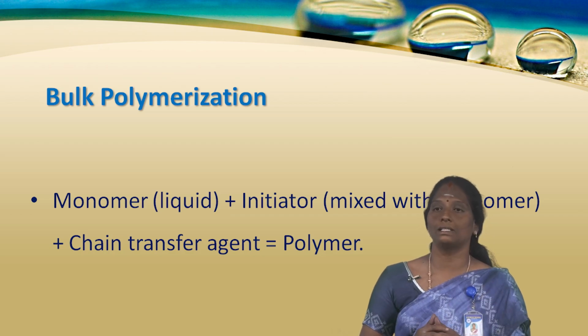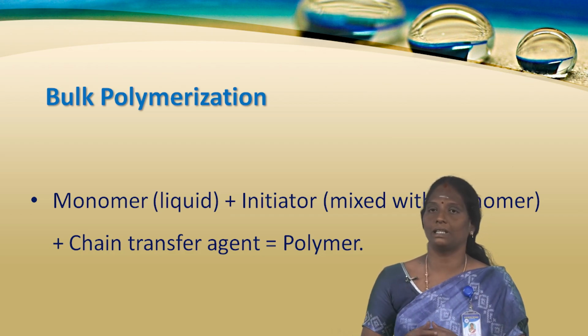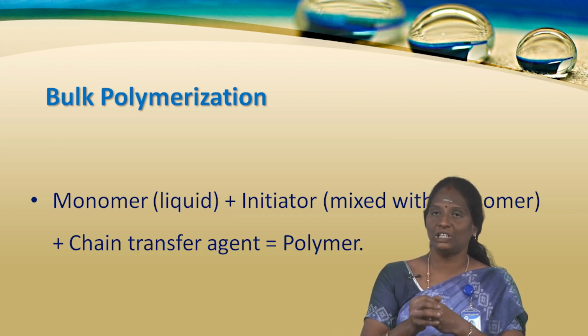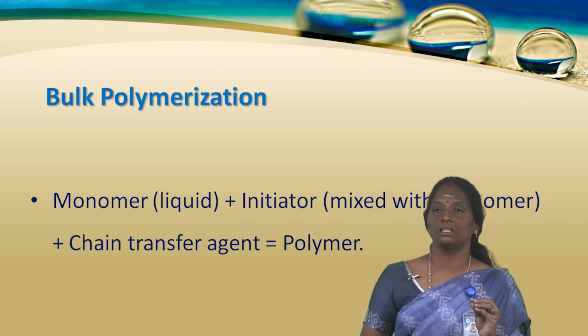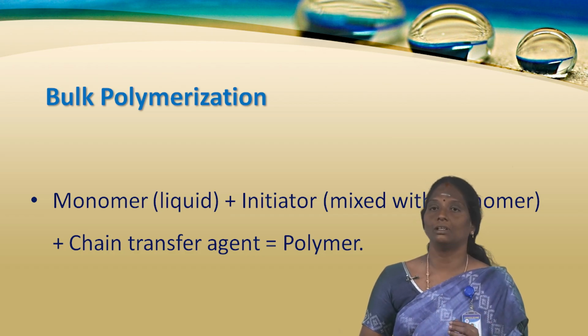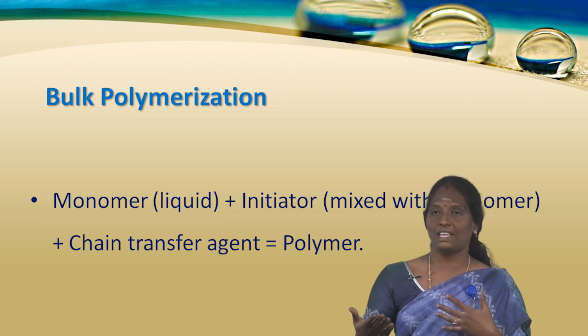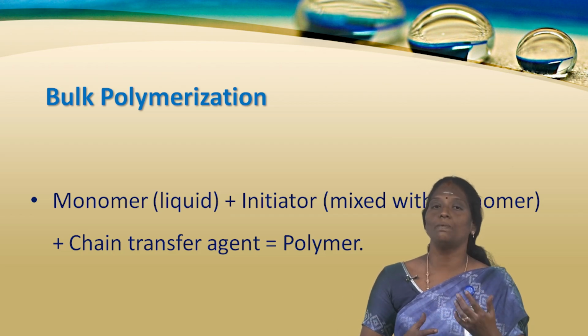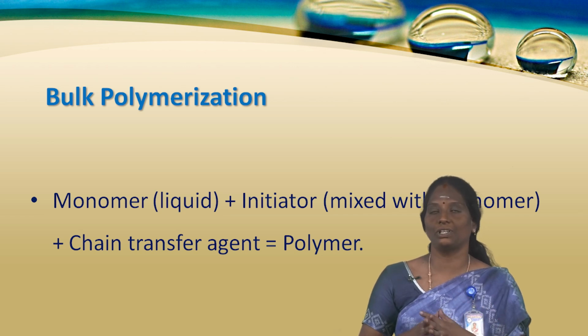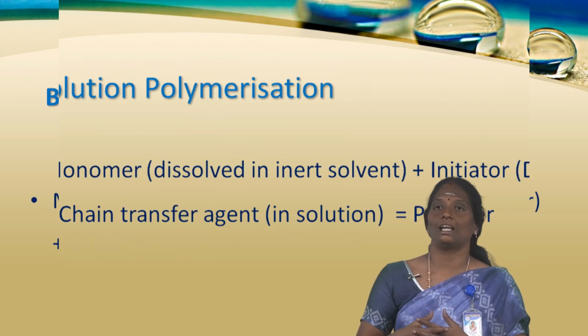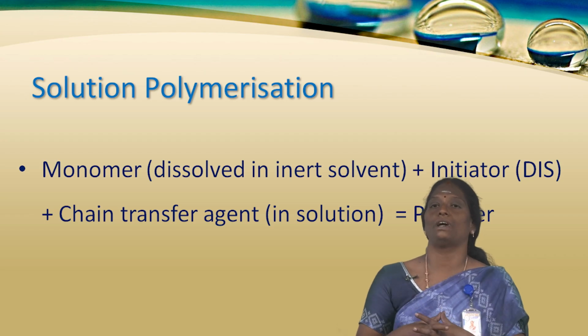The polymers obtained by this method are used in casting formulations. Low molecular weight polymers are also obtained. It is used as adhesives, plasticizers and lubricant additives. This is about the first technique, bulk polymerization. Next type, solution polymerization.